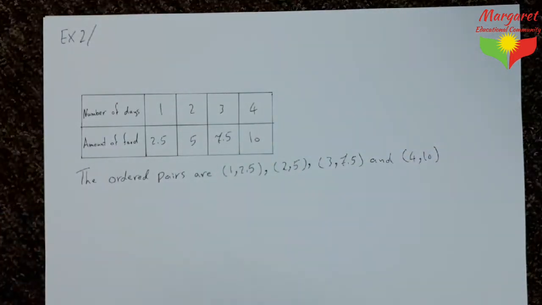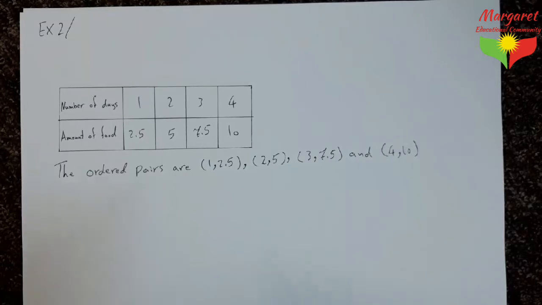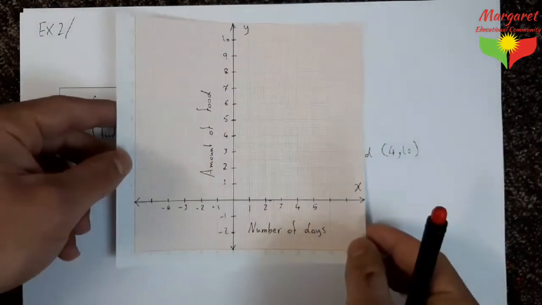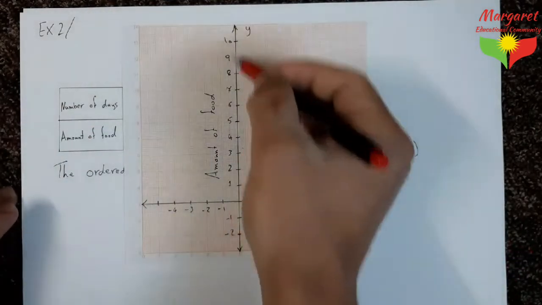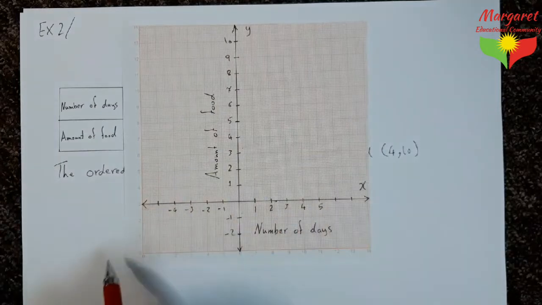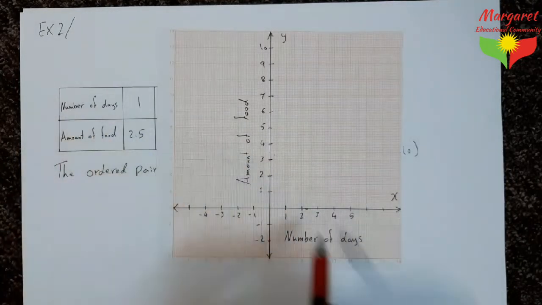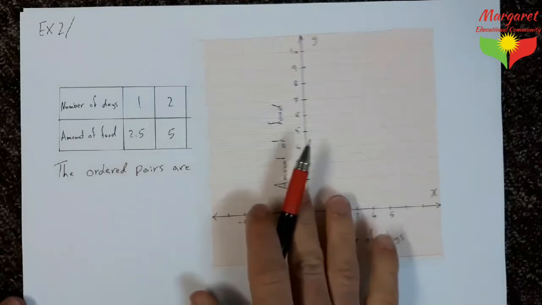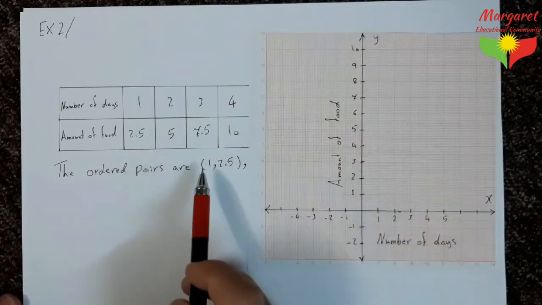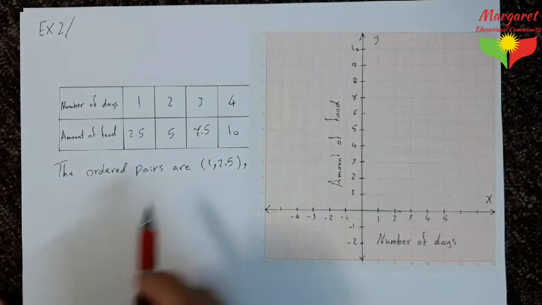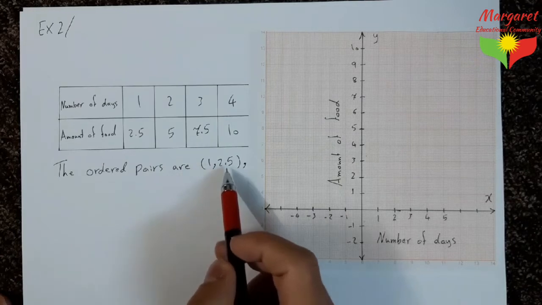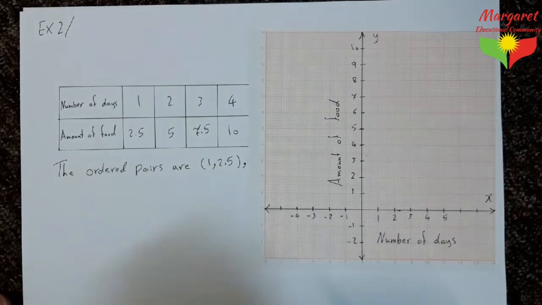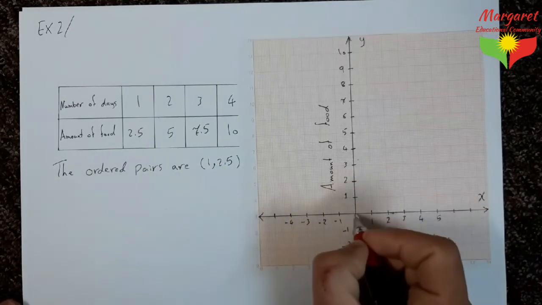Now, to graph the ordered pairs, first draw the x-axis and y-axis. The x-axis represents the number of days and the y-axis represents the amount of food. So, to plot 1, 2.5, move 1 unit to the right and 2.5 units up. And start at the origin.